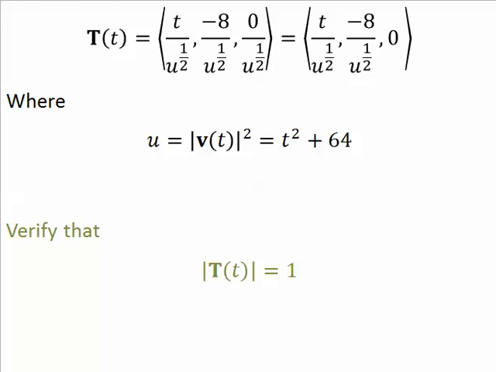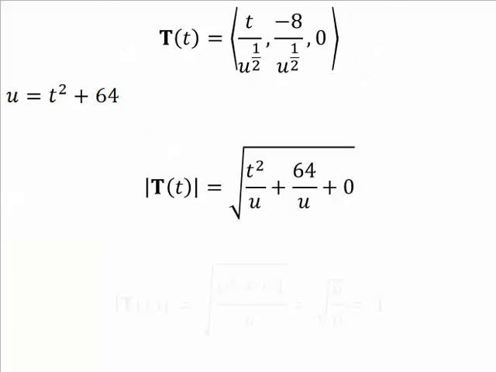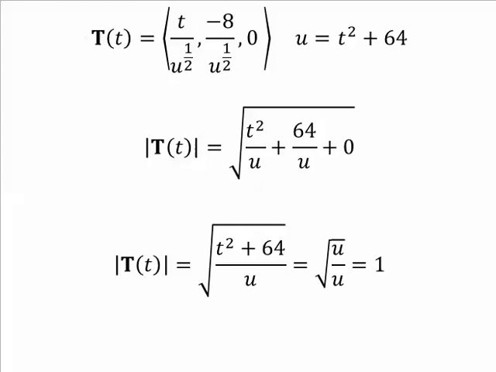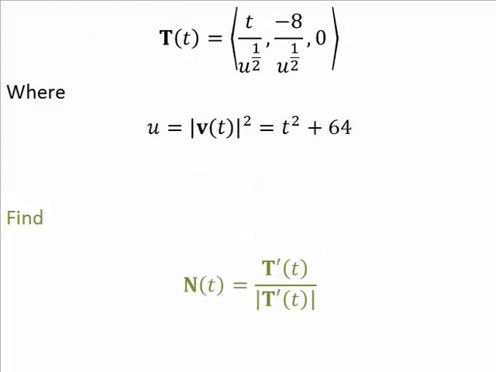And we're going to first verify that the length of t is equal to 1. Well, it looks a little bit prettier with u, and it's also easier to work with. So I'm squaring the components and then adding the squares. And then keep in mind that t squared plus 64, that's what I'm calling u. And so then I have u over u, which is equal to 1. My next job is to find n.